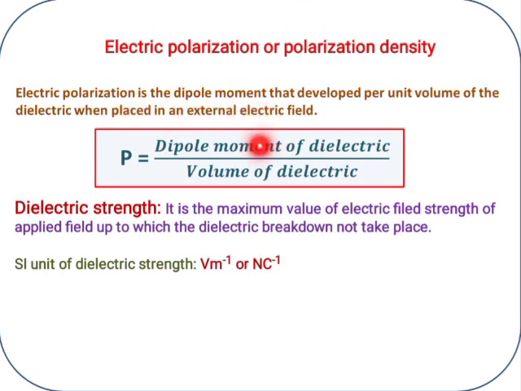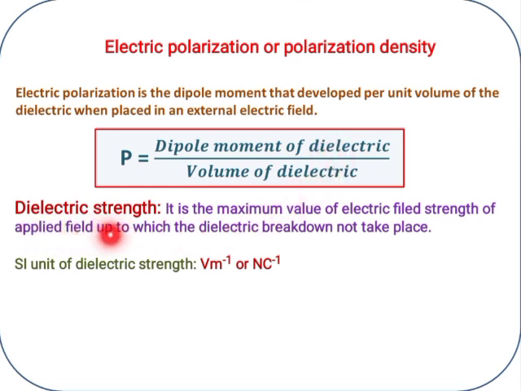Then how do we express the same concept in expression form? Electric polarization or polarization density. Electric polarization is the dipole moment developed per unit volume of the dielectric when placed in an external electric field. So P is equal to the dipole moment of the dielectric divided by the volume of the dielectric. This is a very, very important expression which we have to remember.